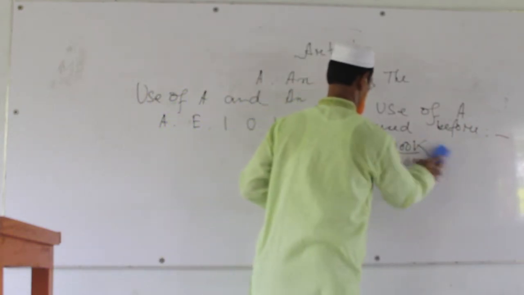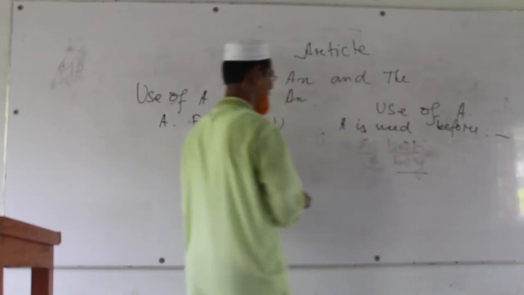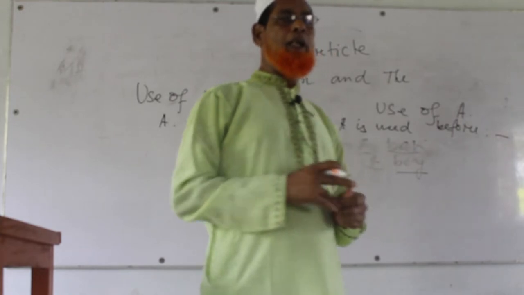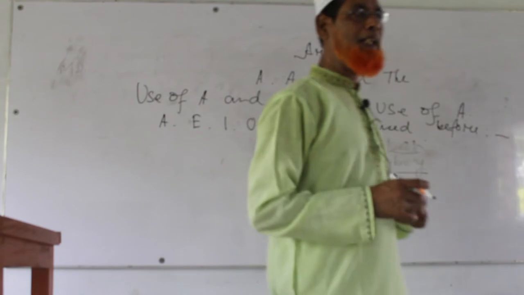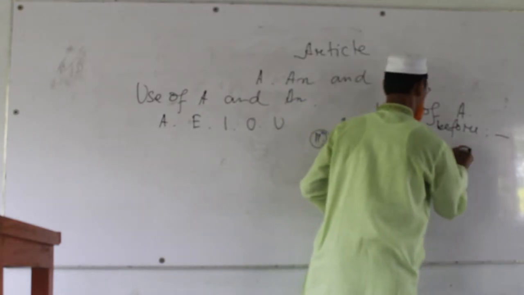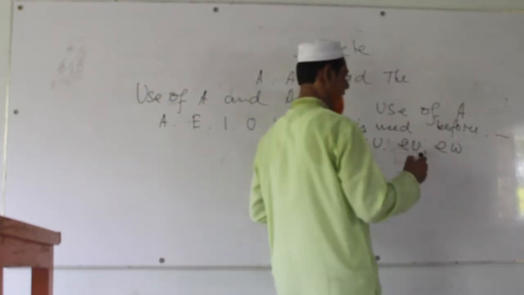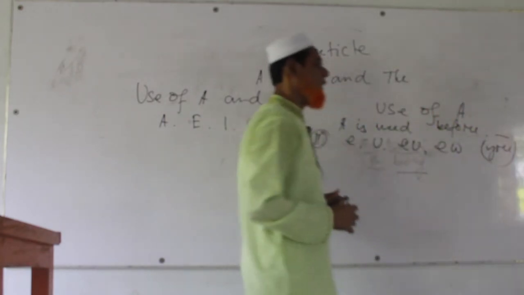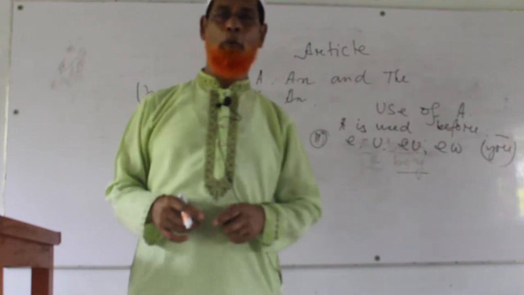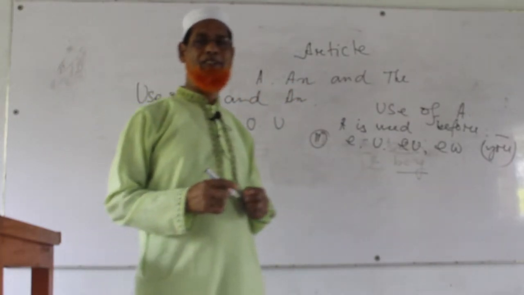Number two, the words that start with vowel E, U, E, W, and pronounced with U, that is Y, O, U. When E, U, E, U, or E, W are pronounced as U, then we can use A before these nouns.